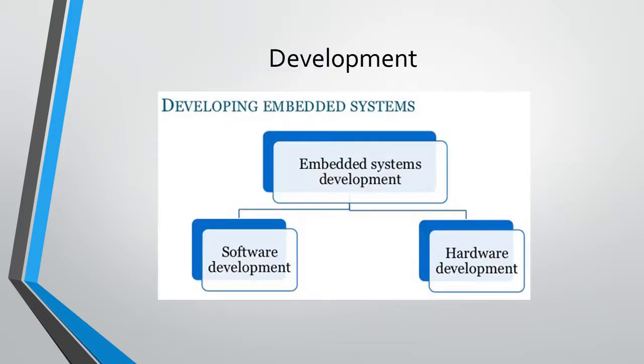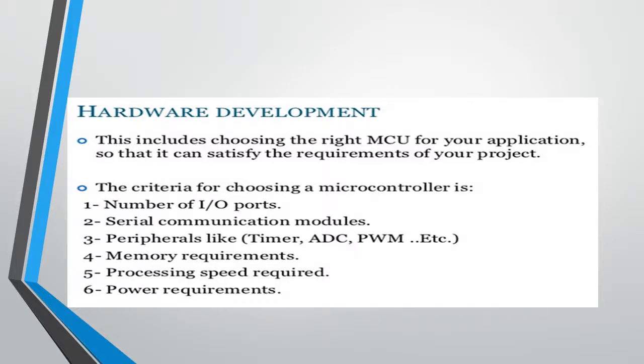In development part, embedded system is developed in two parts, software development and hardware development. In hardware development, it includes choosing the right MCU for your application to satisfy the requirements of your project.